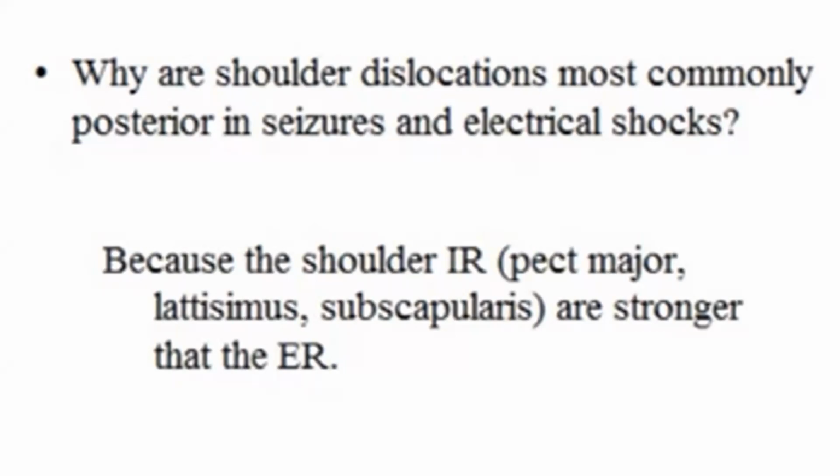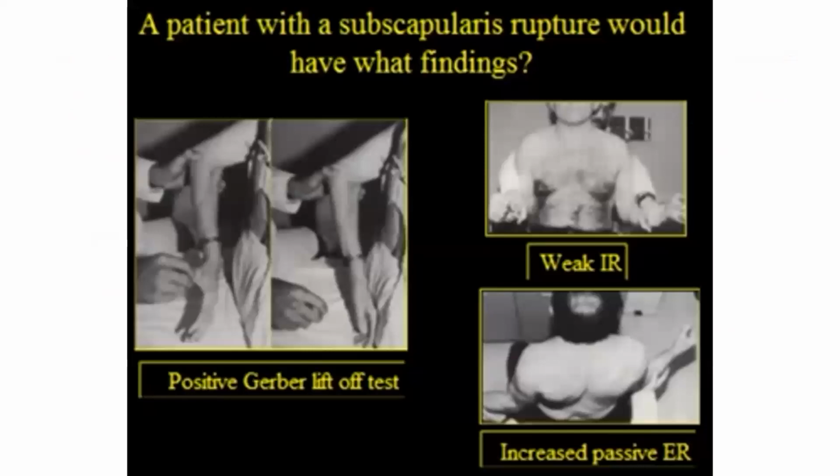This is a very important question, and also with electrical shocks. The reason is that the shoulder, when they have this electrical convulsion, is usually in internal rotation by the pectoralis major, latissimus dorsi, and subscapularis, which are stronger than the external rotators. And they're always in internal rotation. Why? Because these structures are stronger. Therefore, the head of the humerus dislocates posteriorly.